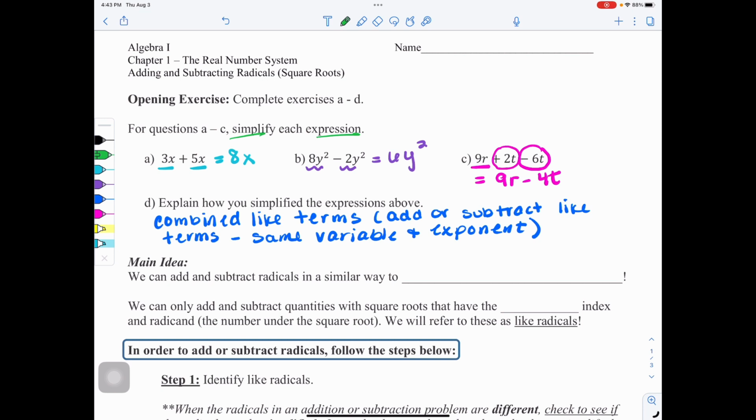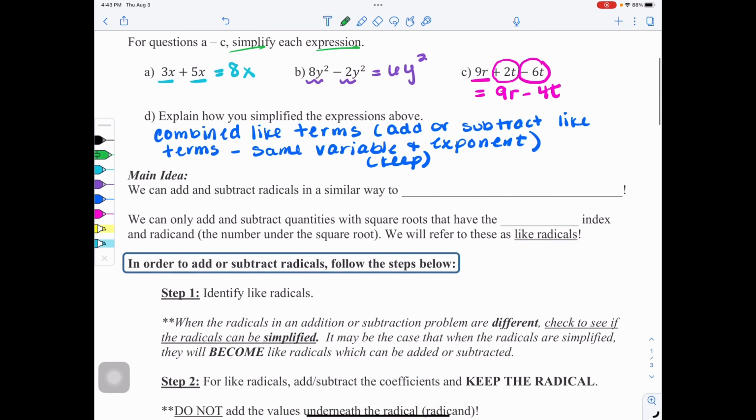So explain how you simplified the expressions above. Hopefully you wrote something about combining like terms. You could have said add or subtract instead of combine. You could have described what like terms are, like same variable and exponent. And I would also like to say that you keep these, so we might want to put that underneath. We're not making y squared and y squared into y fourth. It stays y squared. So we'll move on together to the main idea.